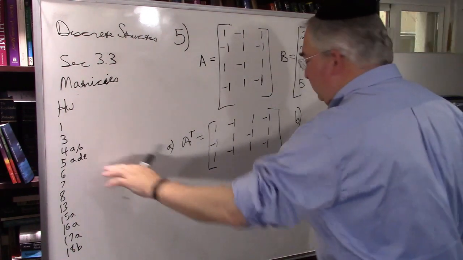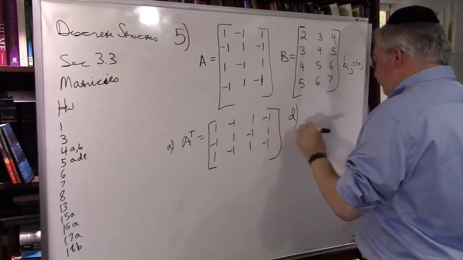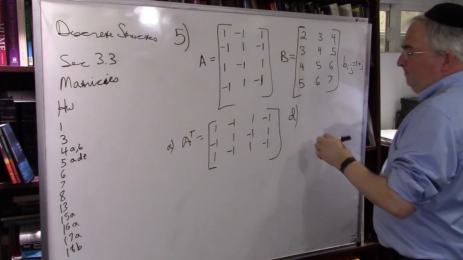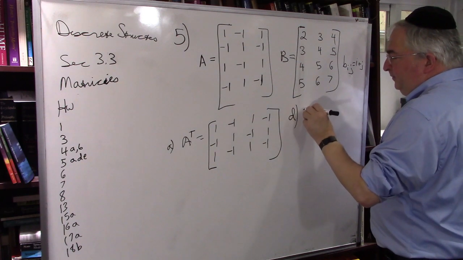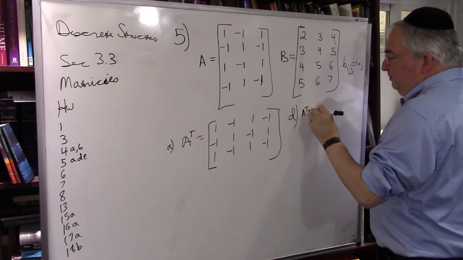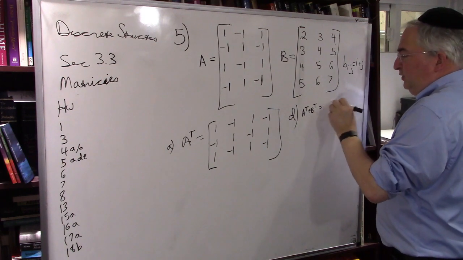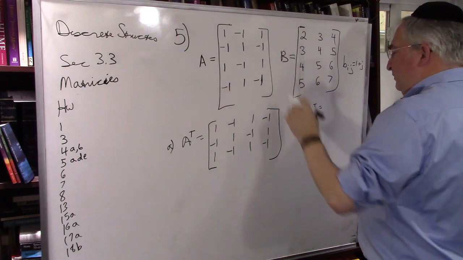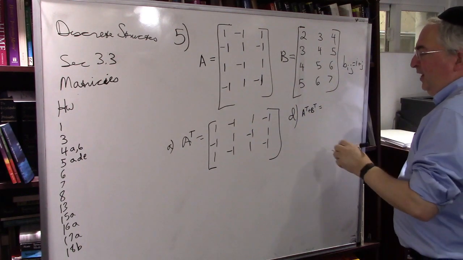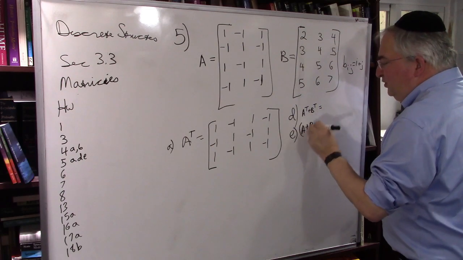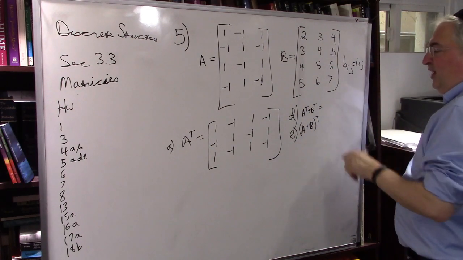Okay, let's see. What are we doing? D. D is A transpose plus B transpose. Okay, so let's do this. This is equal to, well, I'm going to tell you, it's also equal to E, which is A plus B transpose. So let's first do what A plus B is.